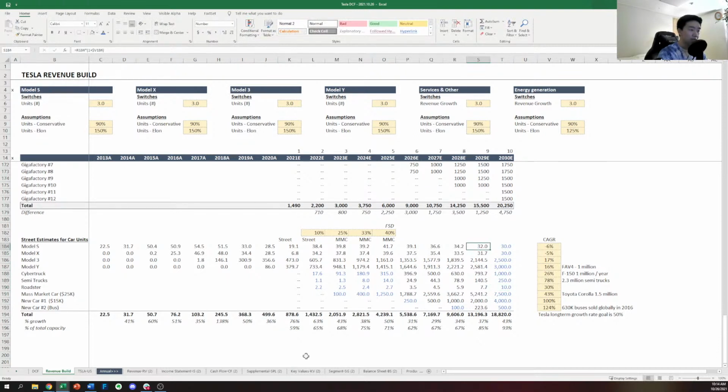Model S and X, because it's the oldest, maybe people won't be buying it as much, but let's just make this 50. 18.8, okay. 630,000 global buses, so yeah, it's 630,000.